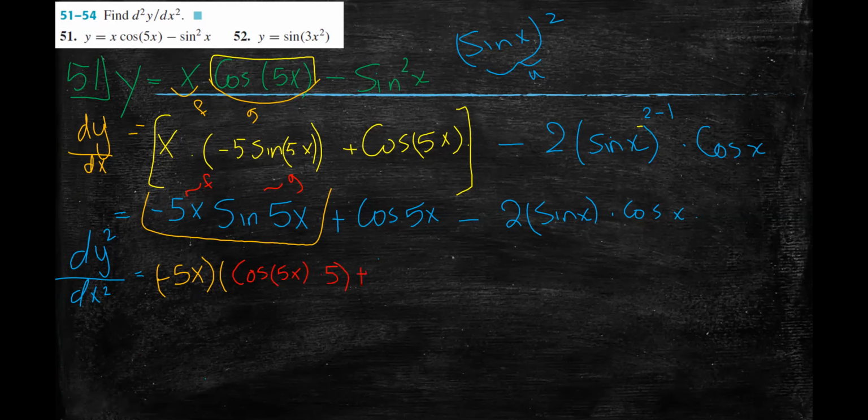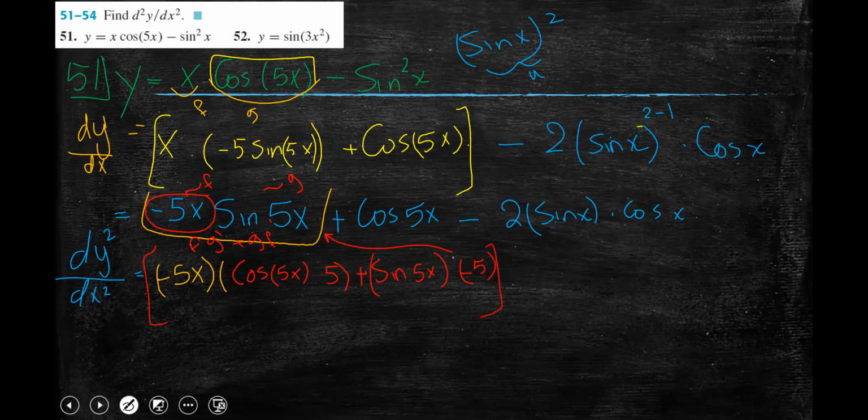Plus, let's continue now. We said f g prime plus g f prime. Now, where's g? It is sine 5x, times f prime. What is the derivative of negative 5x? Negative 5. So all of this sentence here belongs to this one.